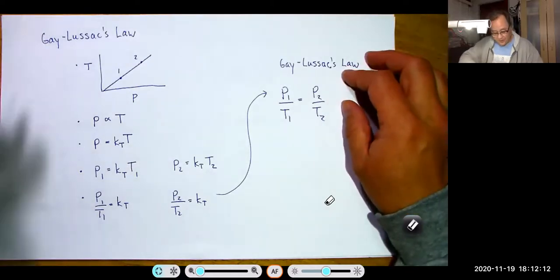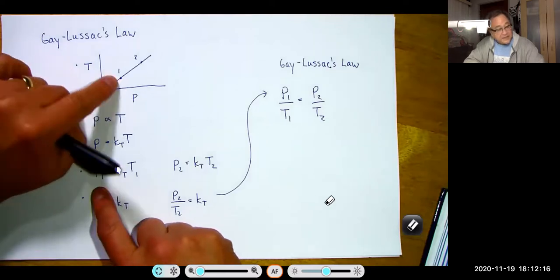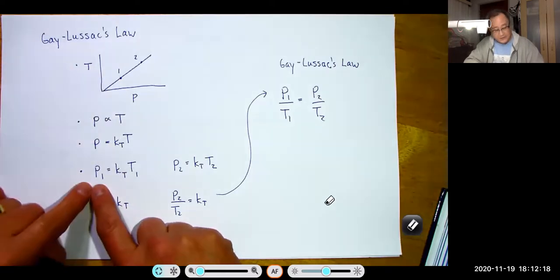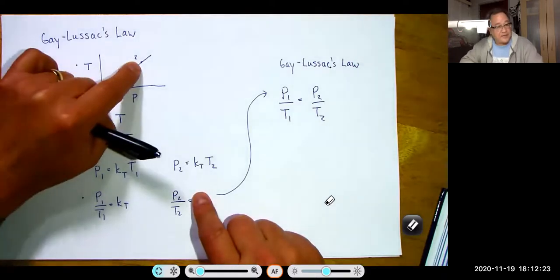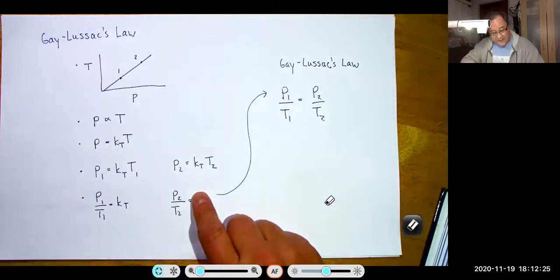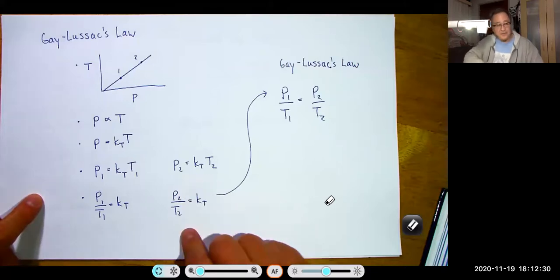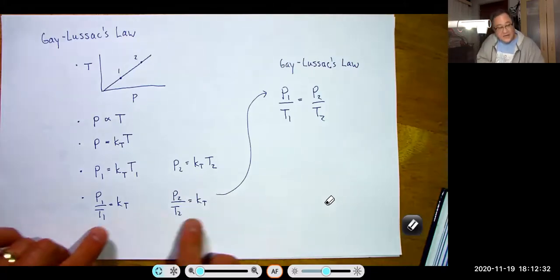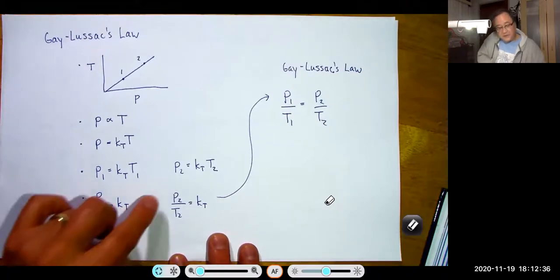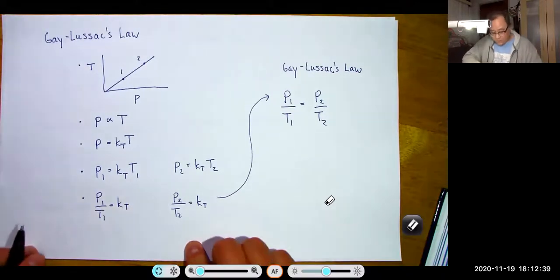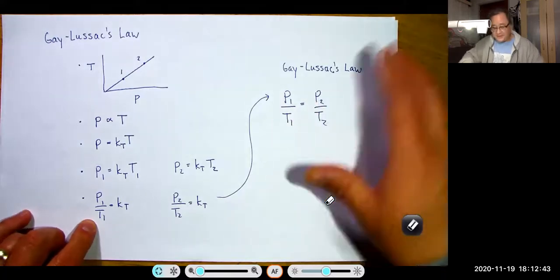constant. So if I look at a point on this line, we can say that that's P1 and T1, and therefore P1 is equal to KT T1. If I look at another point on this line, point number 2, I can say P2 is equal to KT T2. If I solve both of these for KT, I get P1 over T1 is equal to KT, and I get P2 over T2 is equal to KT, and therefore P1 over T1 is equal to P2 over T2, and this is Gay-Lussac's law.